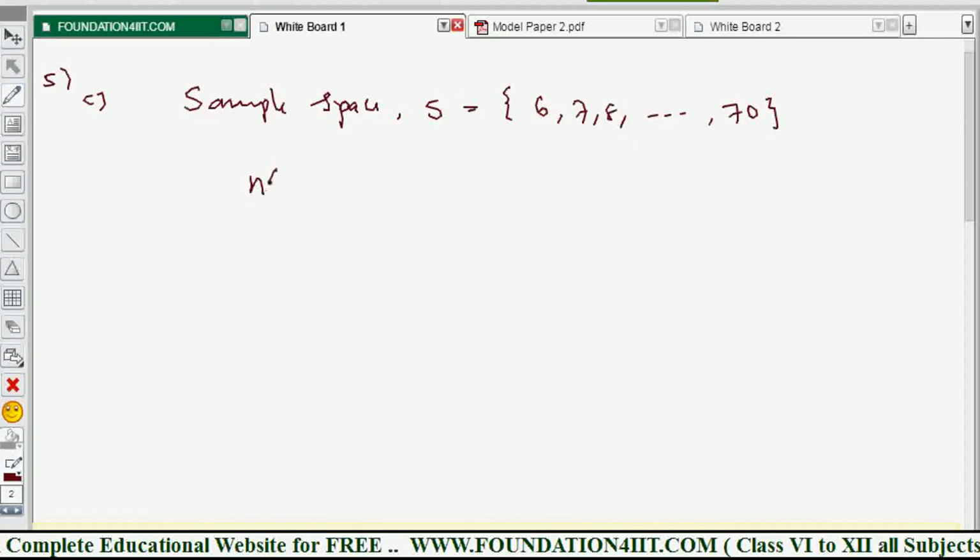So n of S, from 6 to 70, means 70 minus 5, because the first 5 numbers are not there. 70 minus 5 is 65. So from 6 to 70, there are 65 numbers. This n of S is 65.